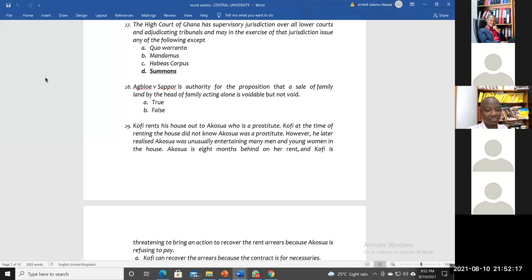However, if the head of the family disposes of the property with some sizable number of principal members of the family who are supposed to agree with him, but they are not enough, or they don't form a majority, then it may be voidable in that instance. But from the question we have, we are only told that the head of the family can act alone and dispose of the family property without recourse to the principal members of the family. For that matter, the alienation itself is void. It's not voidable. It's not like it was rightly done with some small number of principal members of the family.